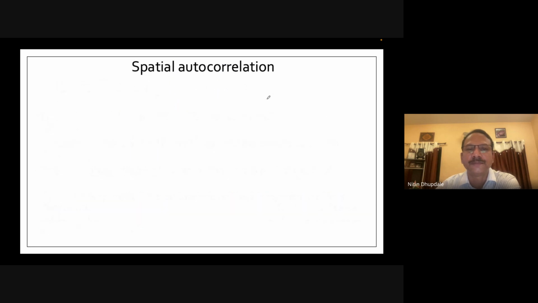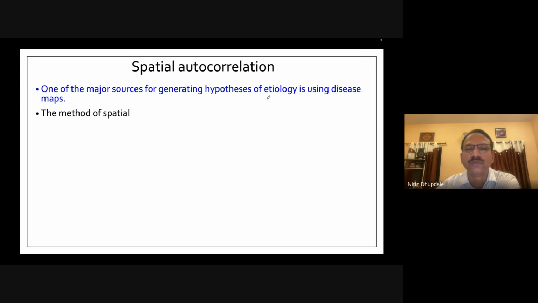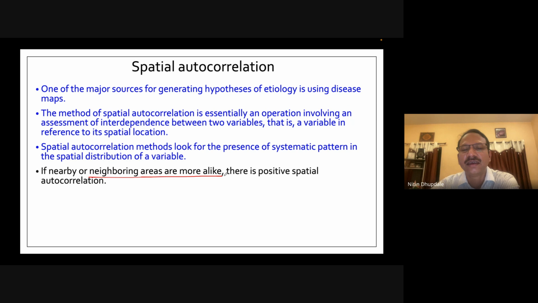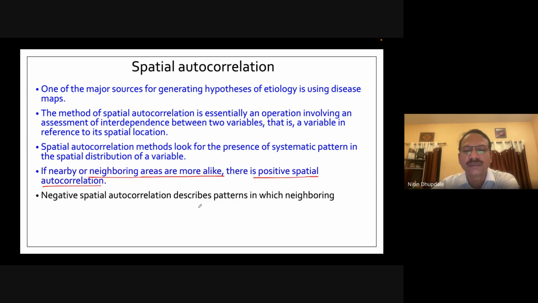because that's something very confidential. Something called spatial autocorrelation we use, and spatial autocorrelation is present, we say, when the neighboring areas are alike. Then we say there is a positive autocorrelation present. Negative autocorrelation when the neighboring areas are unlike. So this is one of the ways how the interpretation is done.